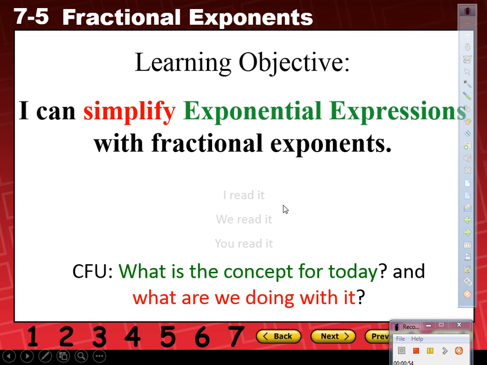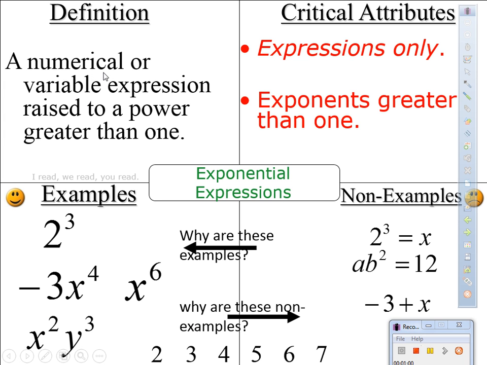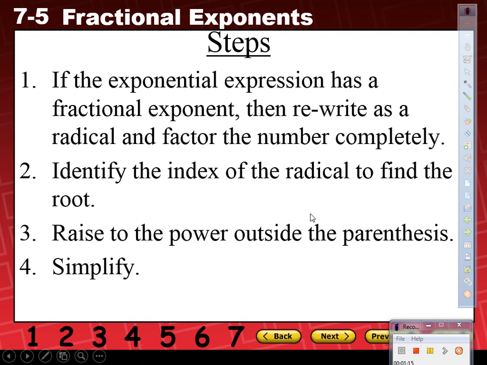So, we know what exponential expressions are. We started with those this past week, right? And we know that they are numerical and variable expressions raised to a power greater than 1. These are examples, non-examples. Here are the critical attributes. They have to be expressions only, and exponents greater than 1. Okay? We need steps. Copy these down, please, underneath your Frayer model.